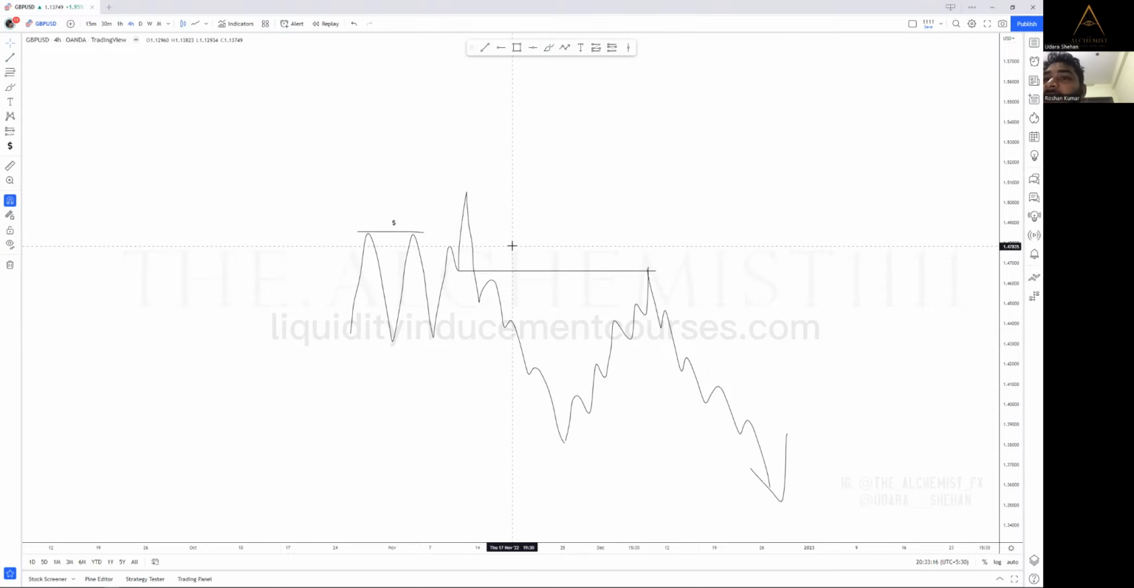Now remember, an order block is not a candle. An order block is not a zone. An order block is a specific price level. So what is that price level? Remember that very well. It is not a candle, it is not a zone, it is a specific price level. So what's the price level?